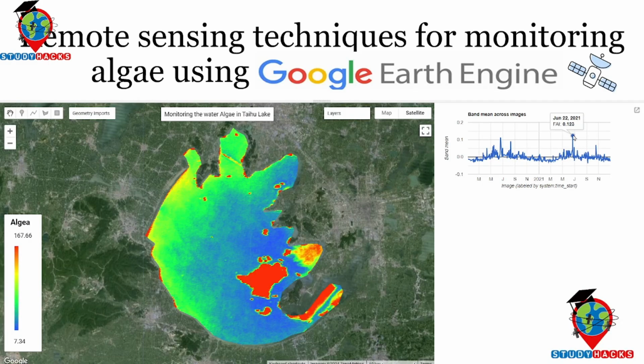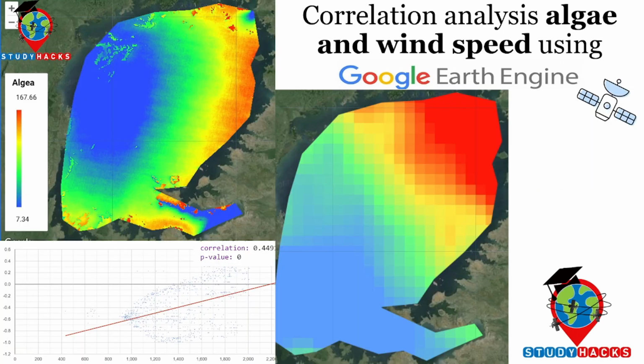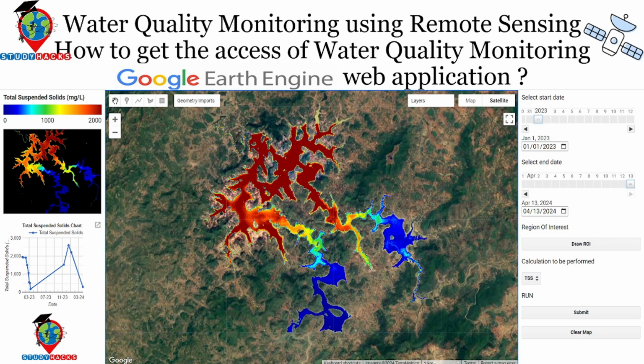And you can see this is another remote sensing technique for monitoring algae. Further, we will talk about how we can monitor algal bloom, and also correlation. Also you can see how we can easily create this type of web application. In a further class we will discuss how to create this type of web application to monitor different types of parameters.